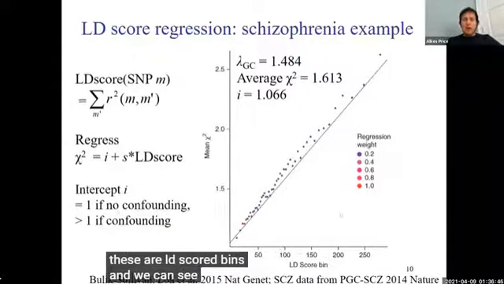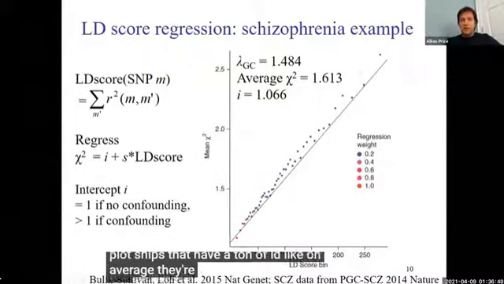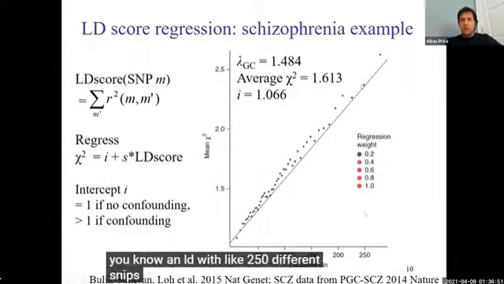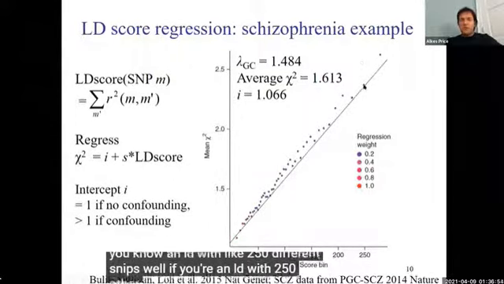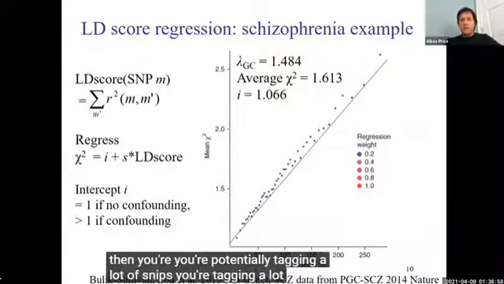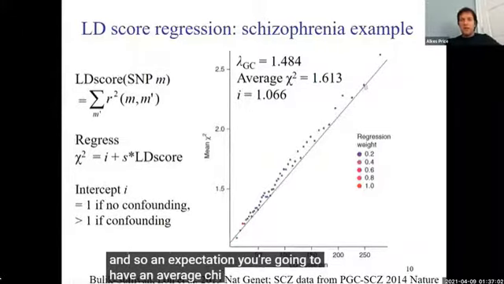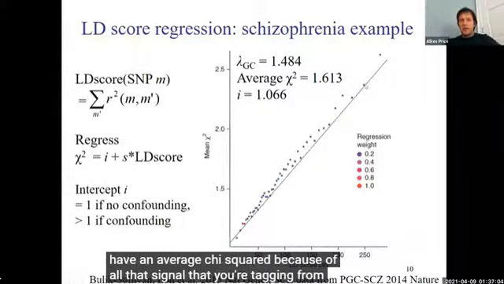And we can see on the right side of this plot SNPs that have a ton of LD, like on average, they're in LD with about 250 different SNPs. Well, if you're in LD with 250 other SNPs, then you're potentially tagging a lot of SNPs that potentially might be causal. And so in expectation, you're going to have a higher average chi-squared because of all that signal that you're tagging from the other SNPs.